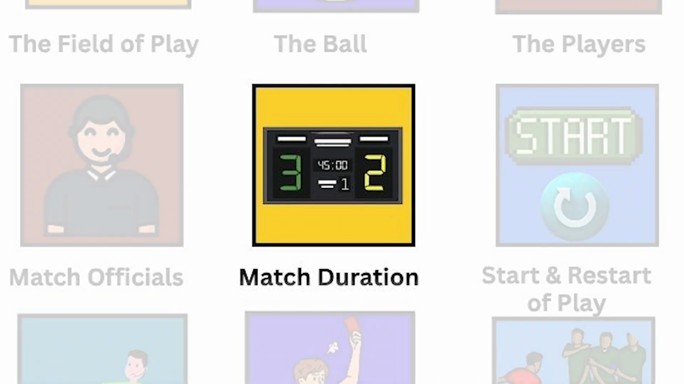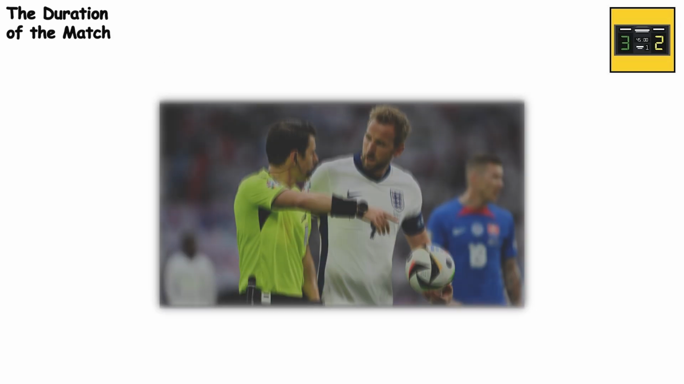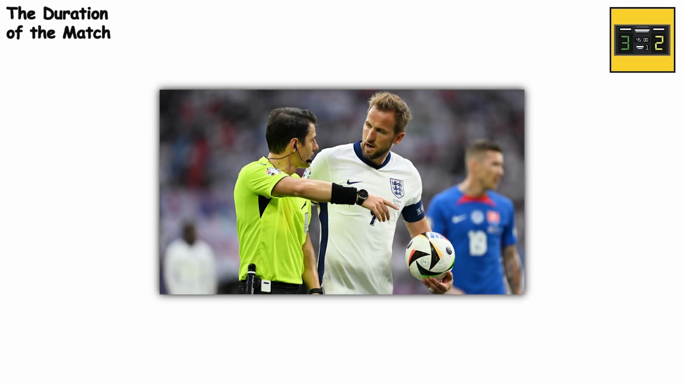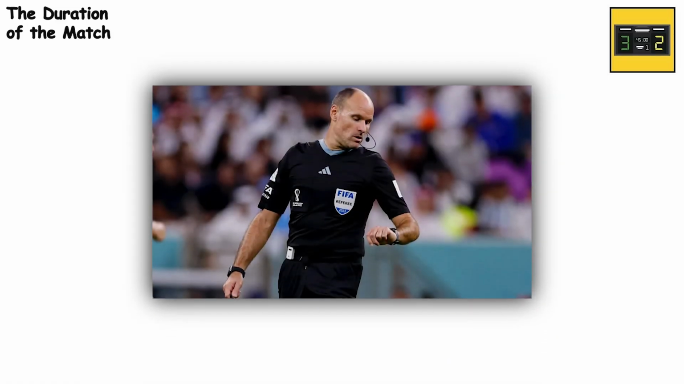Law 7. The duration of the match. A standard competitive football match is played over two equal halves of 45 minutes each, unless the referee and both teams agree beforehand, typically in youth or special formats, to shorten them. The referee is the official timekeeper, using continuous running time that does not stop even when play is paused.